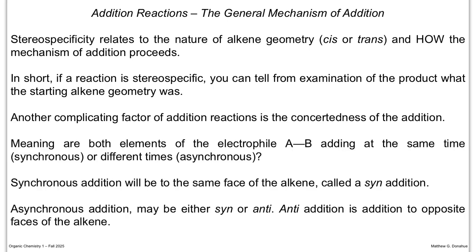Probably one of the harder concepts to understand, and I struggle with it to this day after 29 years of studying this, is stereospecificity. The outcome of a reaction is products, and stereospecificity says that you can look at the products and tell what geometry, cis or trans, the starting material alkene was. That's related to the mechanism of how things add to the alkene in terms of what phase, and then the timing.